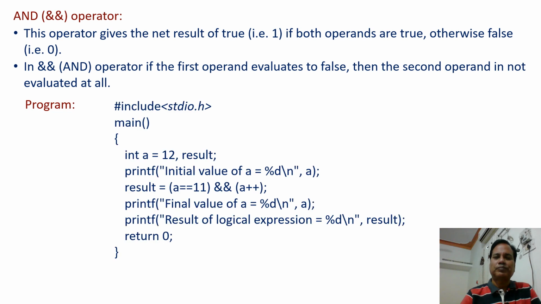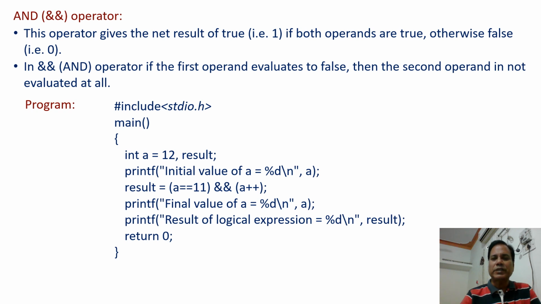Program. It has include standard input output dot h file. So this statement includes the standard input output dot h file in our program. Then main open and close brace, this is the name of this function. Then within the open and close braces, the first statement is int a = 12, result. So using this statement, two variables are declared, variable a and variable result. Variable a is assigned a value of 12.